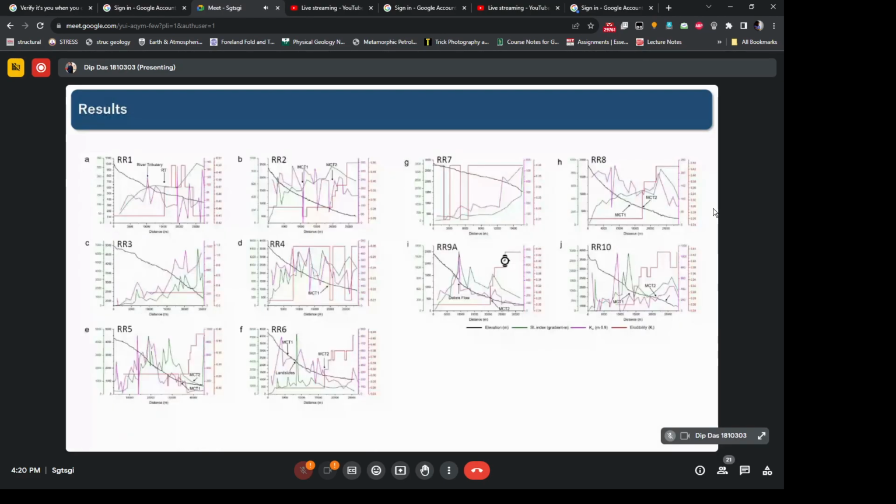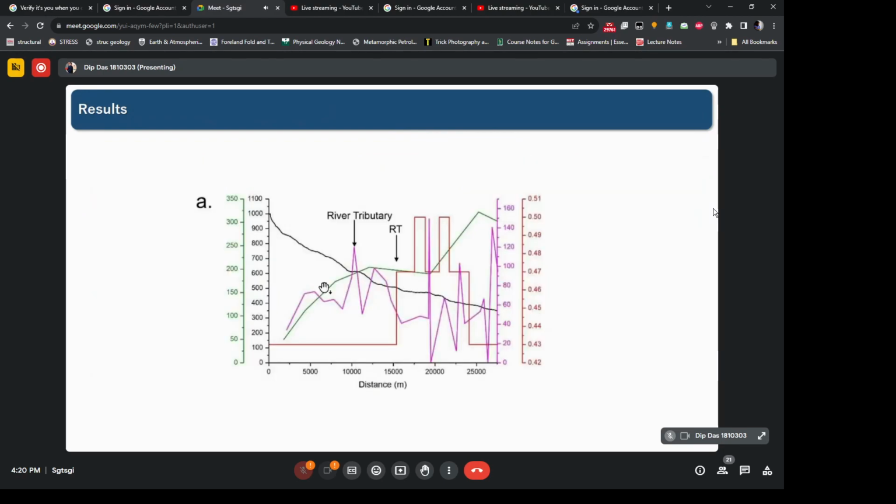Now, moving forward, I try to understand the effect of erodibility with the steepness as well as with the river long profile. So here are the river long profiles for all the 11 subbasins. Now I'm going to discuss only one subbasin here. Within a variable zone of erodibility, the red curve indicates erodibility, the purple curve indicates the steepness index, and the black curve indicates the river long profile. In this zone, we see there are several anomalous steepness within the river channel.